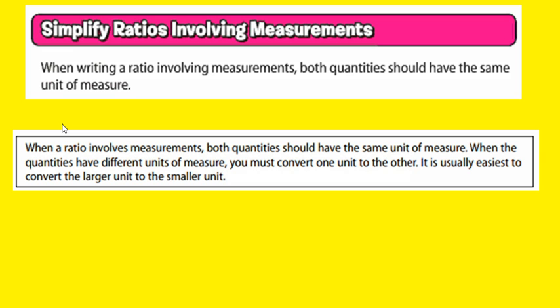Simplify ratios involving measurements. When writing a ratio involving measurements, both quantities should have the same unit of measure. So when the quantities have different units of measure, you've got to convert one unit to the other. It's usually easiest to convert the larger unit to the smaller unit.